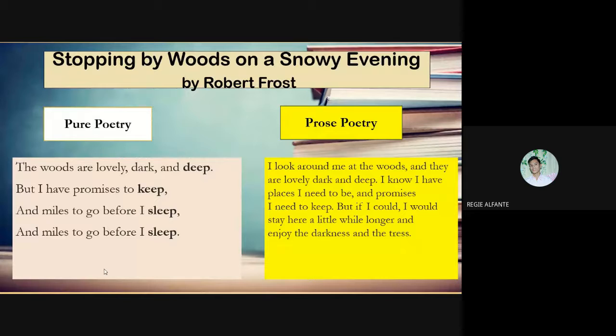As we observe, pure poetry consists of rhyme and rhythm, while prose poetry does not consist of rhyme and rhythm and is written in paragraph form. Prose poetry does not follow a specific structure, but both pure poetry and prose poetry have the ability to express ideas.